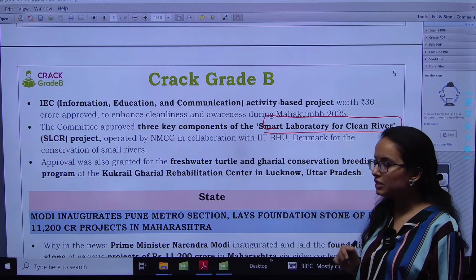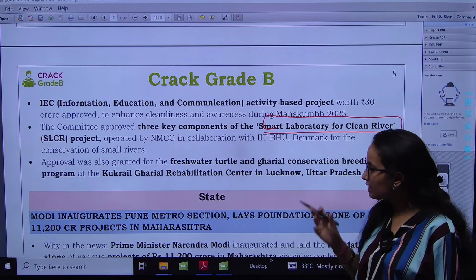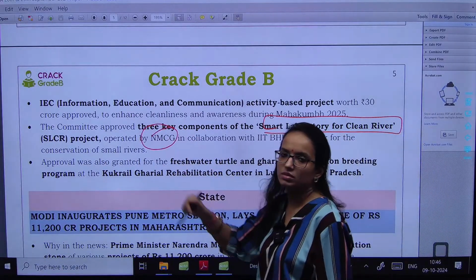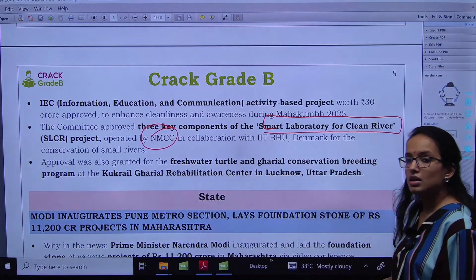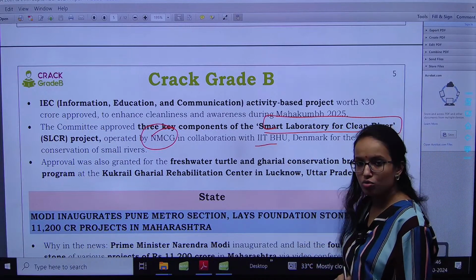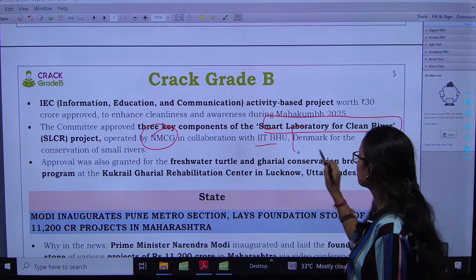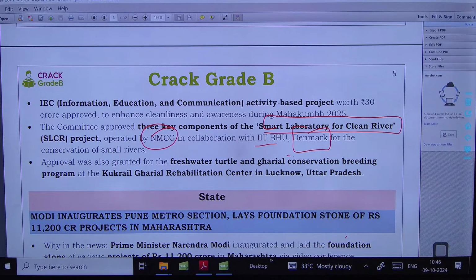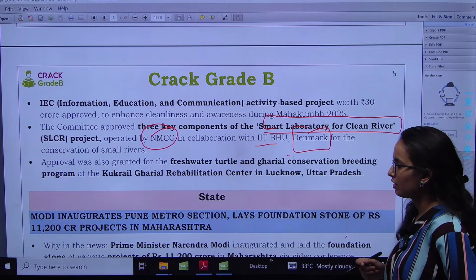How to conserve these small rivers is again an important initiative under NMCG, the National Mission for Clean Ganga. Remember, it is in collaboration with IIT BHU plus which country? Denmark. Remember the name of the country, everyone. So it is in collaboration with IIT BHU and Denmark.